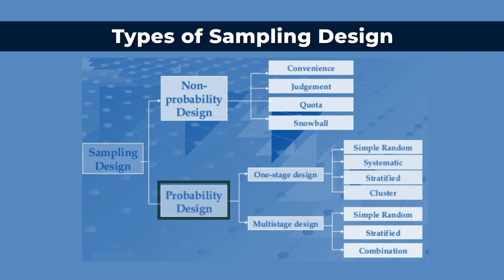The probability sampling designs include simple random sampling, systematic sampling, stratified sampling, and cluster sampling, or a combination of some of those. The non-probability designs, on the other hand, are convenience sampling, judgment sampling, quota sampling, and snowball sampling. During these sessions, we will be studying each one of these designs. In this particular session, I'm limiting myself to probability sampling design.